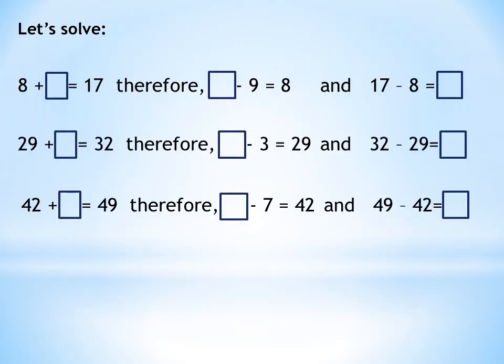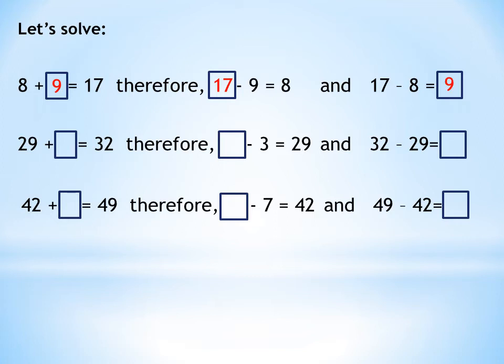Let's solve. 8 plus dash is equal to 17. 8 plus 9 is equal to 17. Therefore 17 minus 9 is equal to 8 and 17 minus 8 is equal to 9.